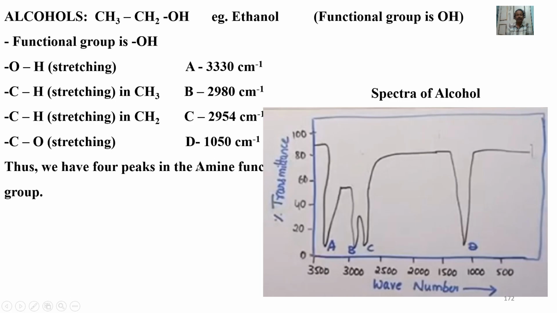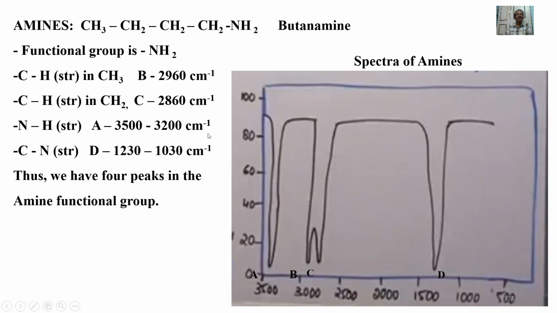Now we'll go for amines. And this is CH3, CH2, CH2, NH2. So we have one more, I have written one more CH2. So there's a mistake here. It's correct. Okay, no problem. CH3, CH2, CH2, CH2, NH2. Butanamine. The functional group is your NH2.